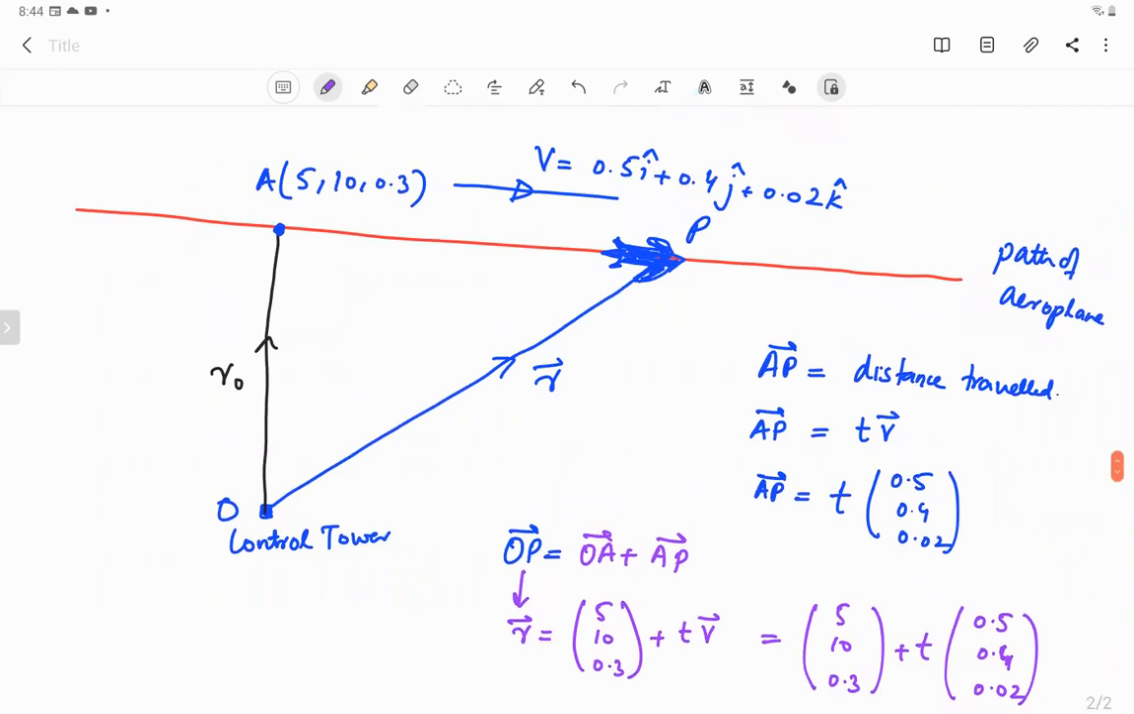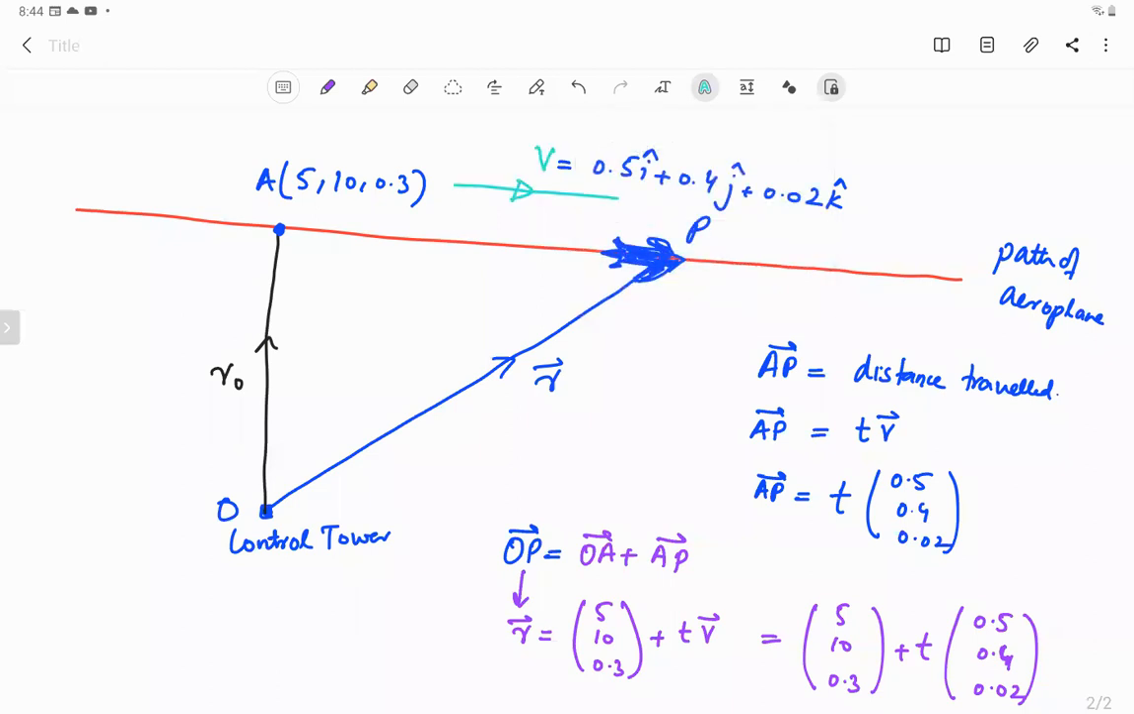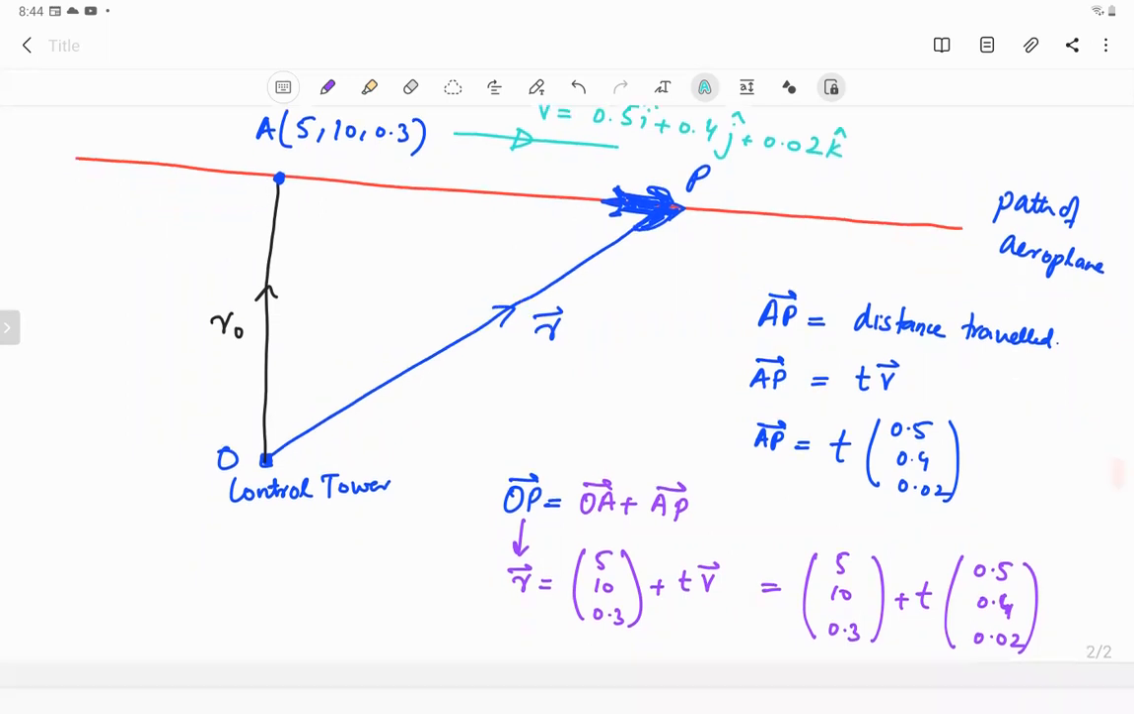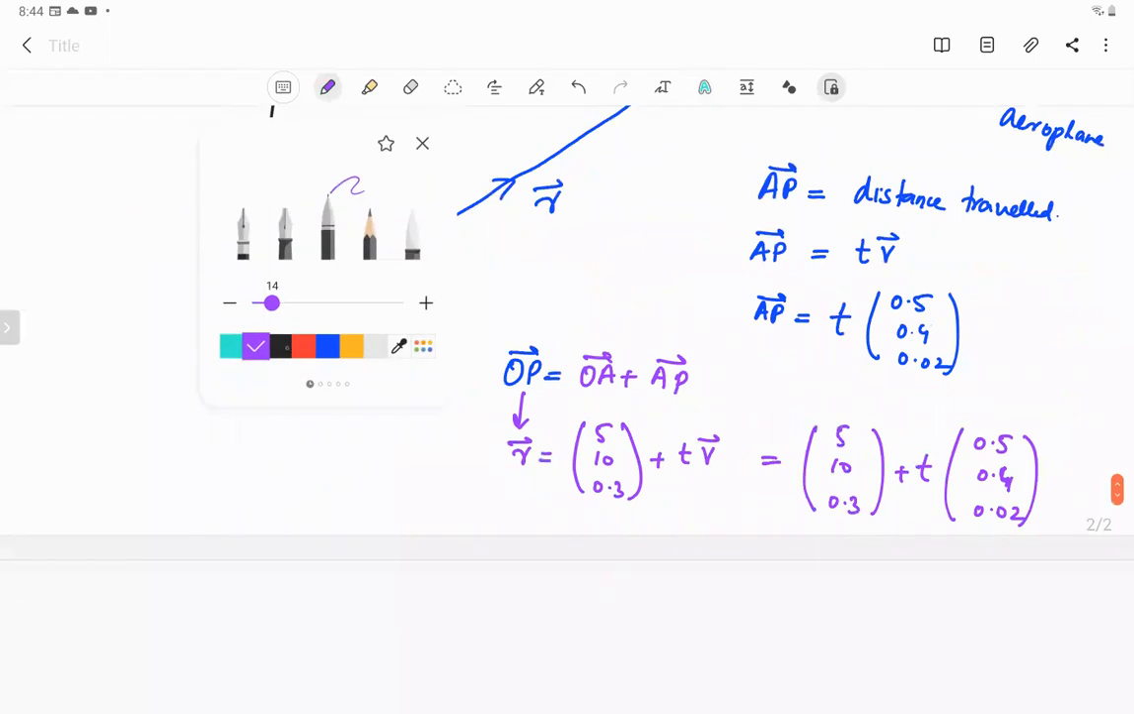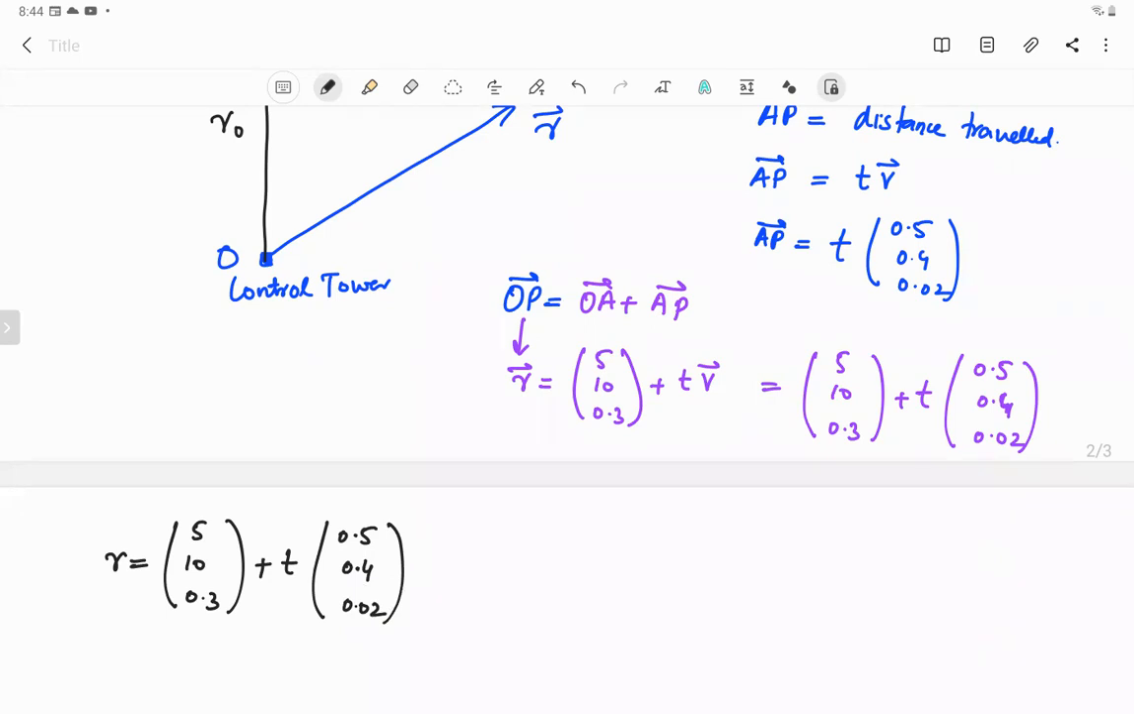And this velocity vector, which I am showing by a green vector, I'm turning its color to green. This velocity vector was acting as a direction vector because the path was parallel to this velocity vector. So this is how we obtained the position vector, a general position vector of the aeroplane. And the knowledge that we use is called the vector equation of a line in 3 dimension. Over here, T is a multiplying factor. Although we take T as time, okay?